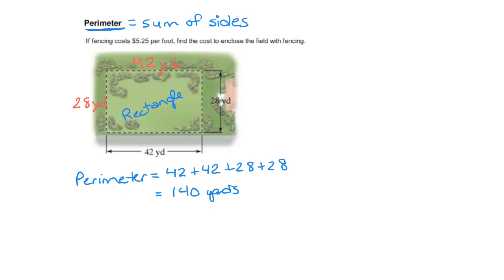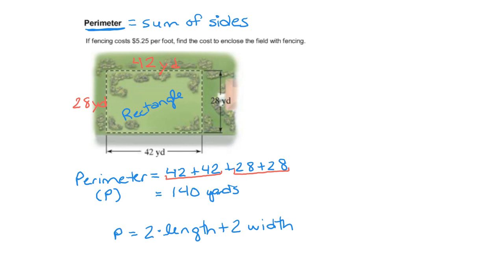The other way that you can also do this is that perimeter has a formula for a rectangle. The perimeter of a rectangle, and I'm just going to call this P for perimeter, is 2 times the length plus 2 times the width. And if you take a closer look, here on this first part, 42 plus 42 is the 2 times the length. And we have the 28 plus the 28. That is 2 times the width. All right, so you can add all sides up or you can use this formula.